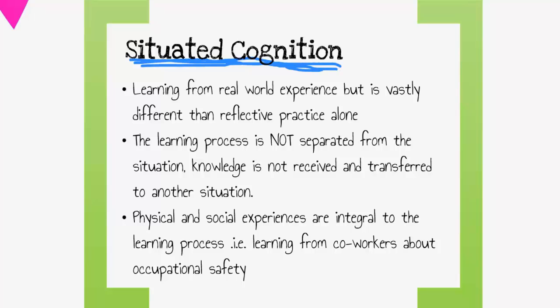practice within that situation. Physical and social experiences are integral, and so learning from coworkers about occupational safety might be an example of that. This is where you might pair a more senior worker with a junior worker trainee to teach them about experience and the workplace knowledge that's important to their particular role.